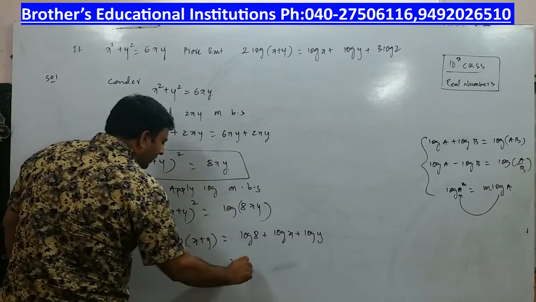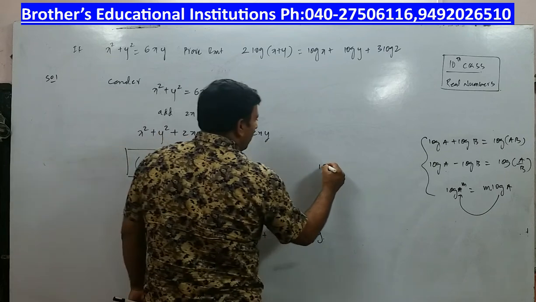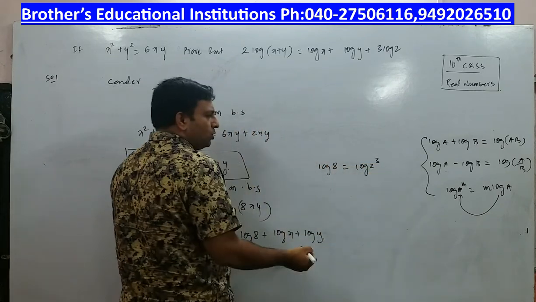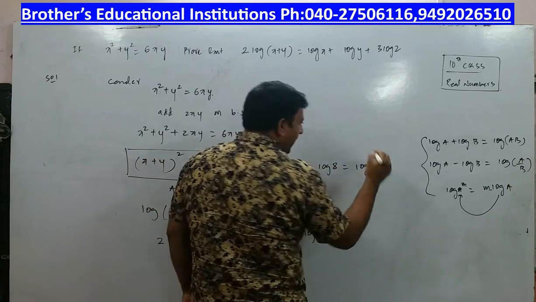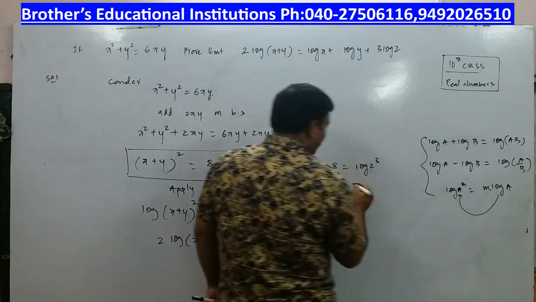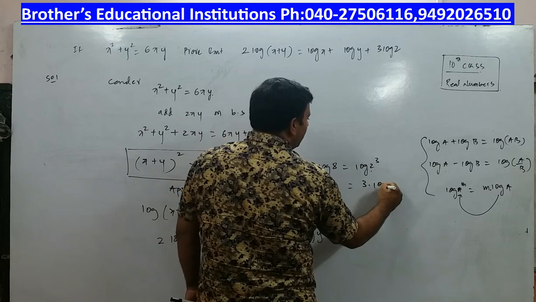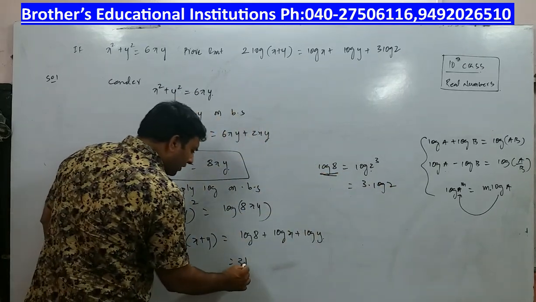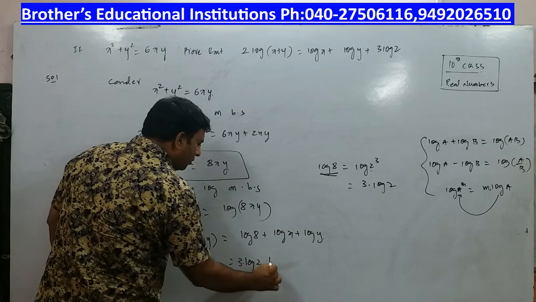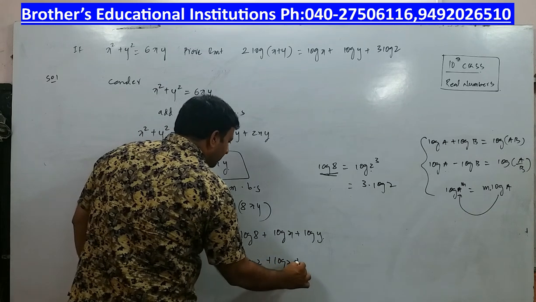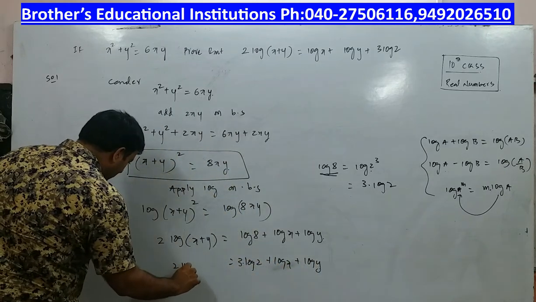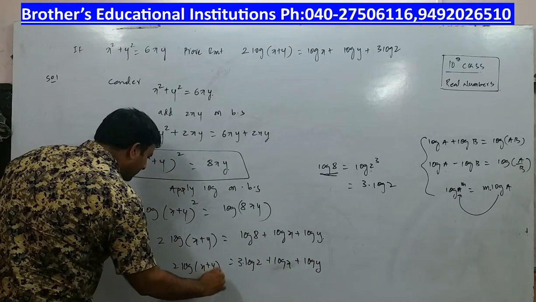Now log 8 can be written as, see, logarithm of 8 is nothing but log of 2 cube. 2 2s are 4, 4 2s are 8. Once again, what is log of a power m? m into log a. So this can be written as 3 into log 2. So instead of log 8, what can I write? 3 into log 2 plus log x plus log y is equal to 2 times log of x plus y.